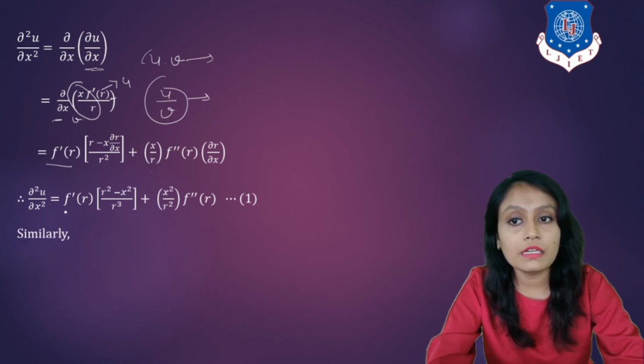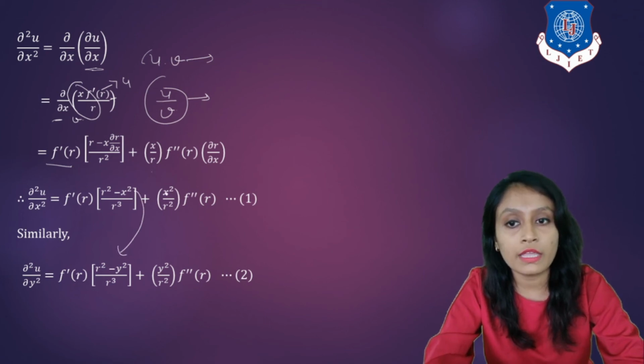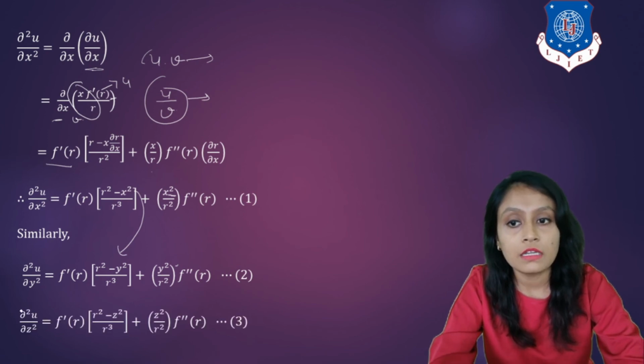Then similarly we can find ∂²u/∂y² as f'(r) into r² minus y², and also here in place of x², y². Next, ∂²u/∂z². For that, in place of x we have to write z to get the answer of ∂²u/∂z². Now we have to add these equations 1, 2 and 3.